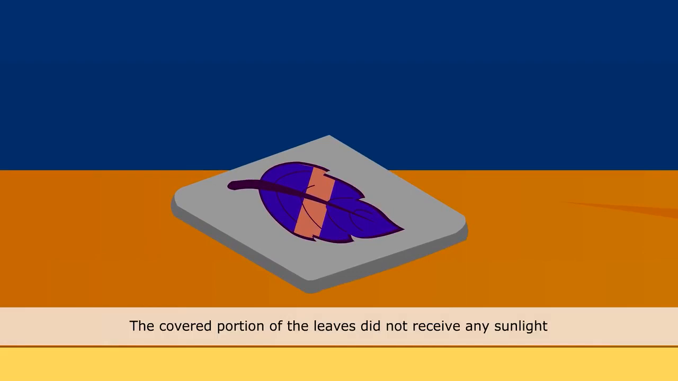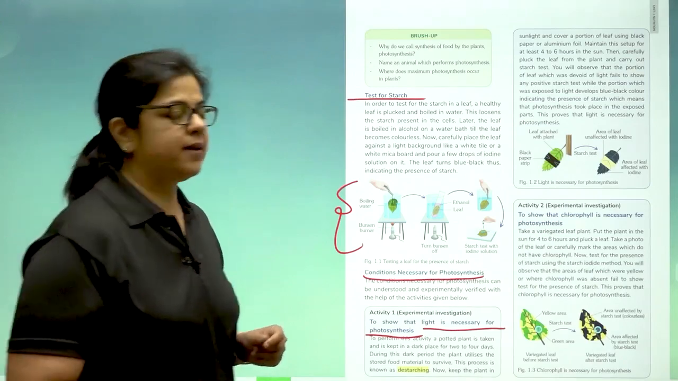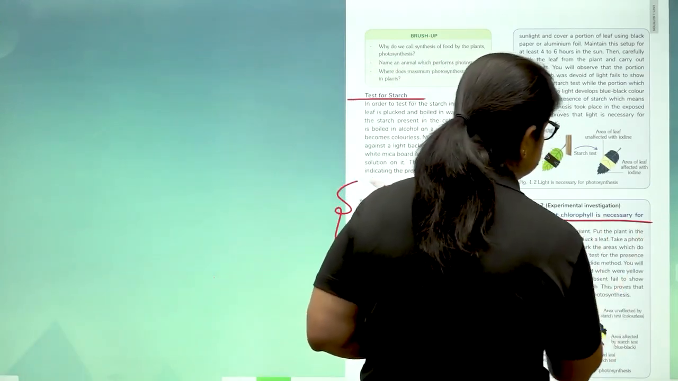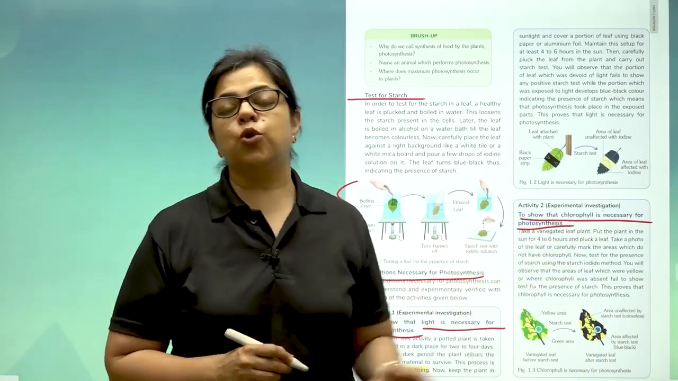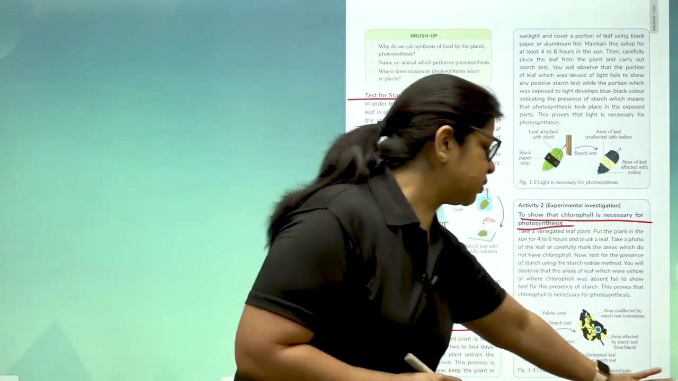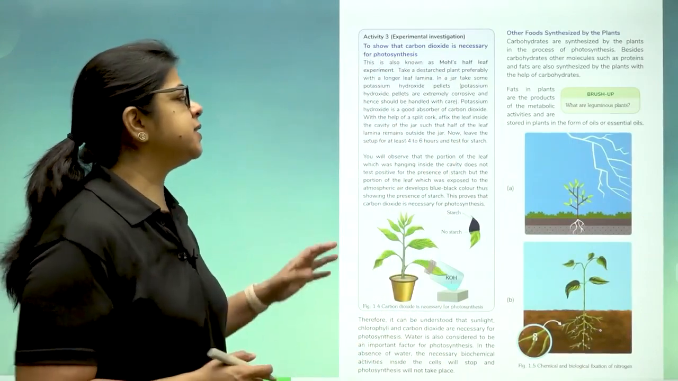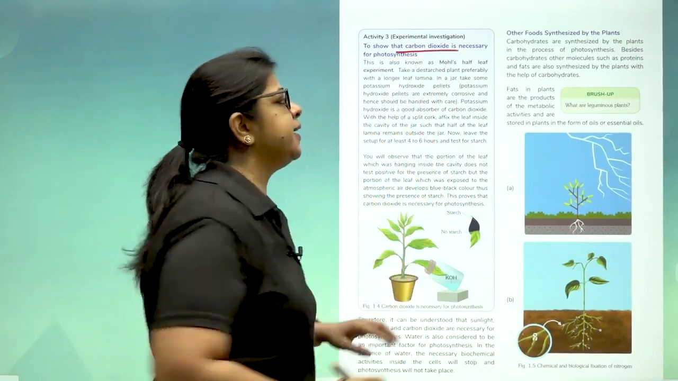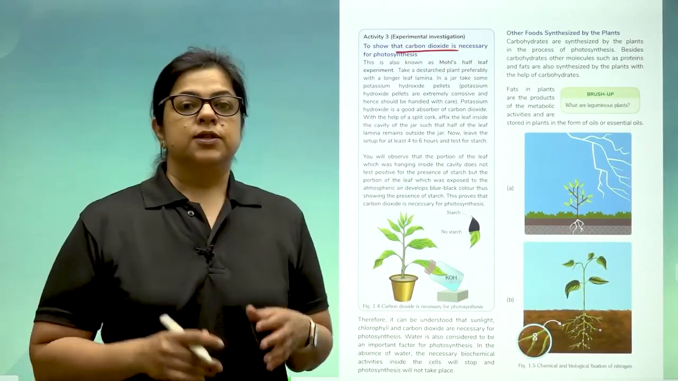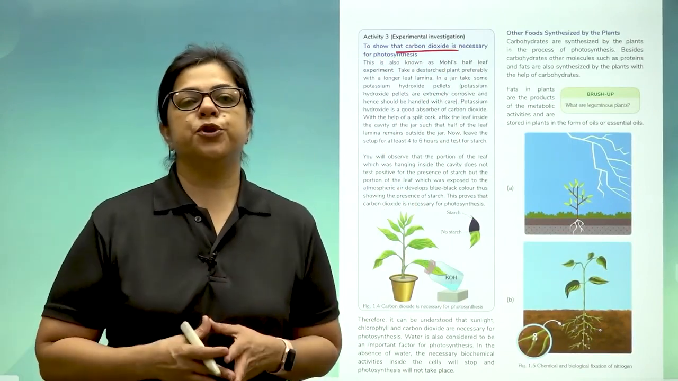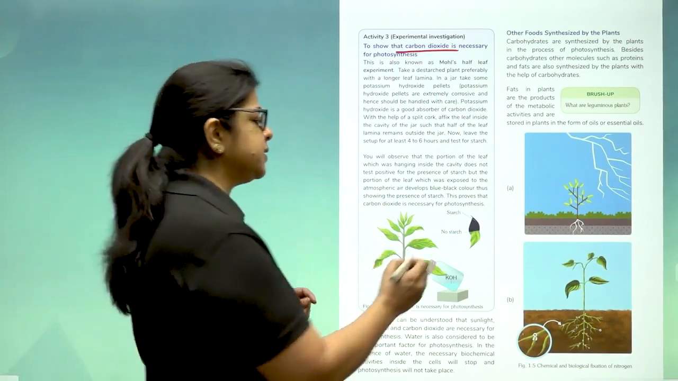The covered portion of the leaves did not receive any sunlight and hence could not synthesize starch. In a similar manner, we can follow the instructions given in our book and understand how chlorophyll is necessary for the process of photosynthesis and how carbon dioxide is necessary for the process of photosynthesis. So the one thing that is produced as a product of photosynthesis is starch.